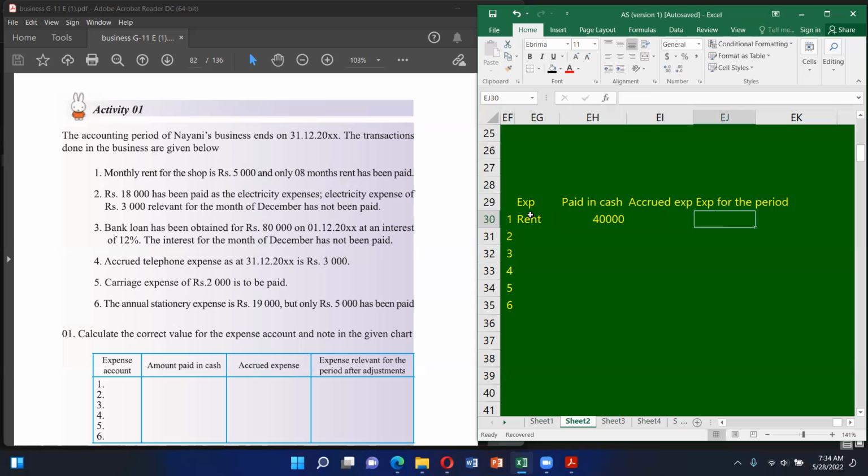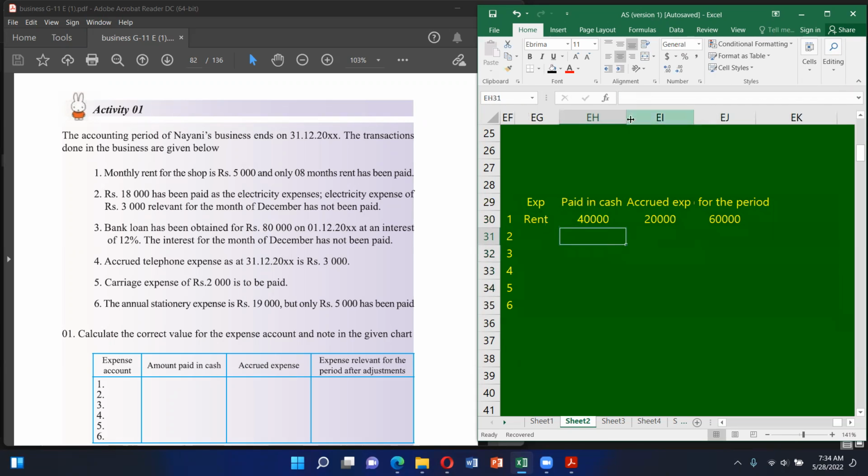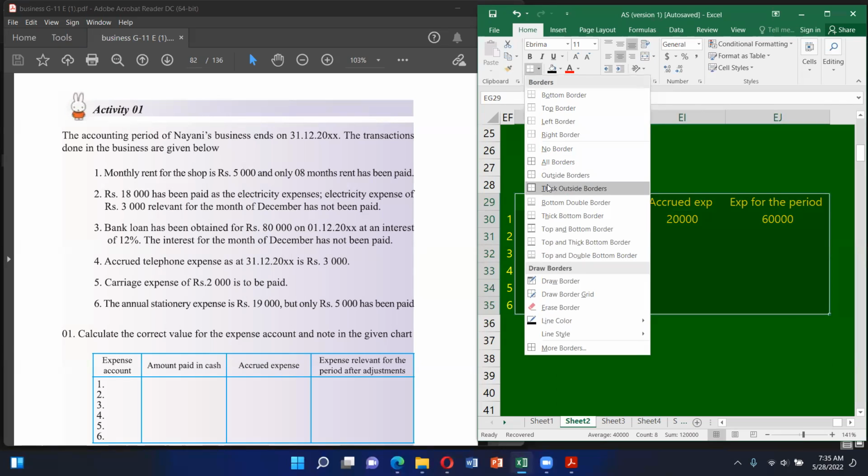මුළු expense එක කීයද? 60,000. ඒ කියන්නේ 5,000 into 12. So ඒක ලියන්න expense for the period. කීයක් තව ගෙවන්න තියෙනවද? 20,000. Yeah, everyone clear? Just copy this down. If you have a doubt, please ask.